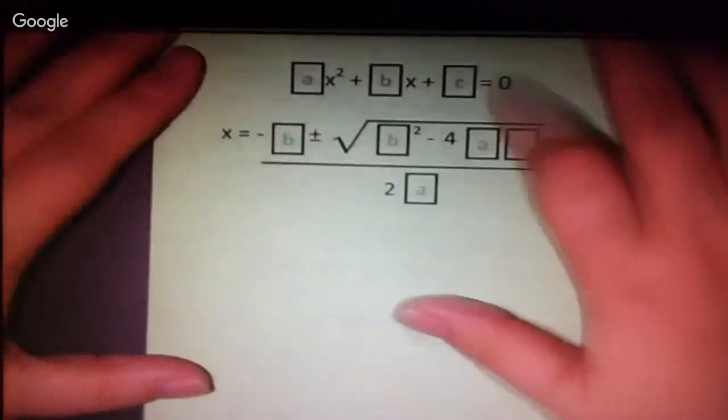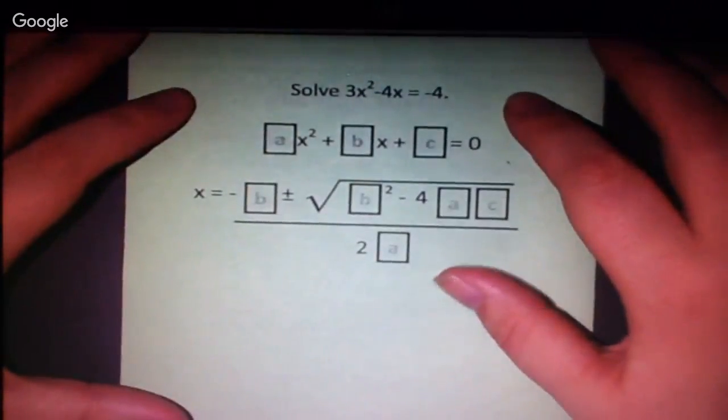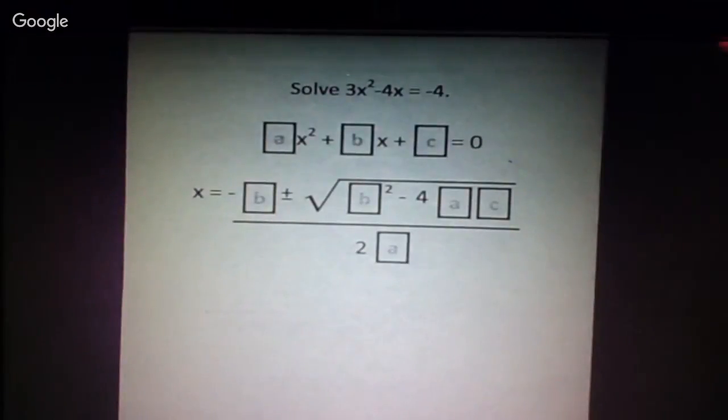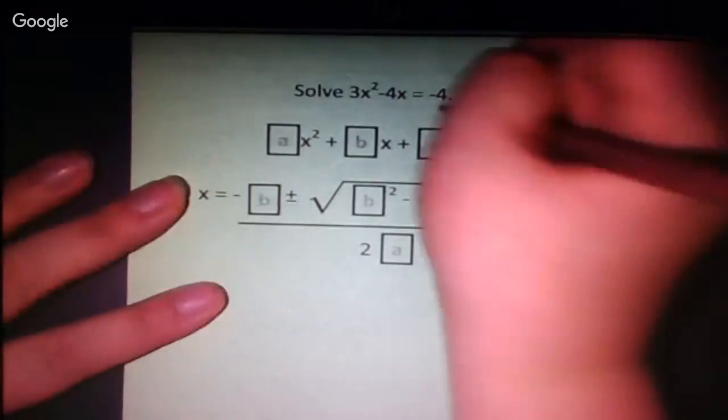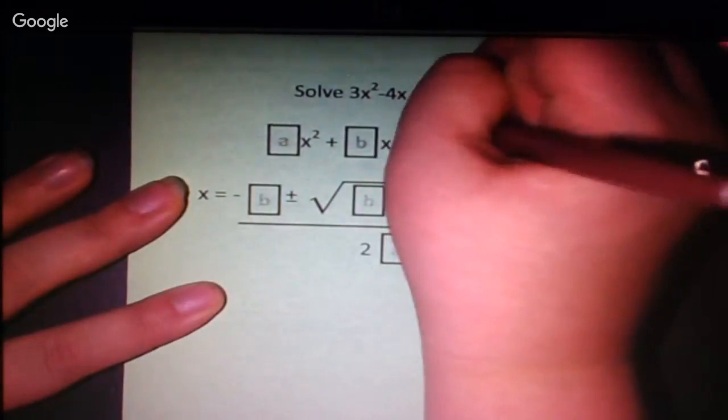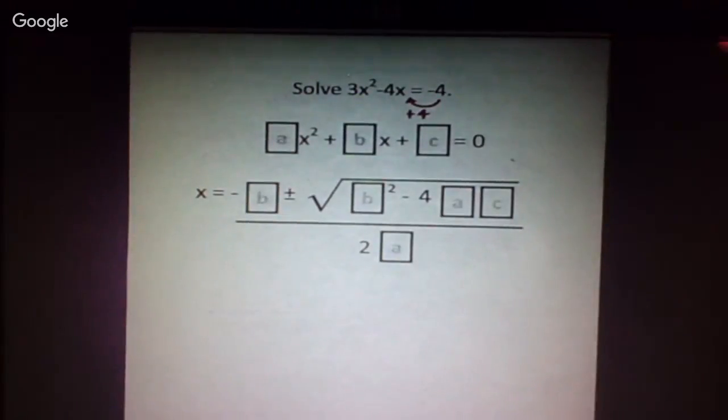So, let me show you how this works. We're going to do an example here. What's the first thing you notice that we need to take care of in this equation? It doesn't equal 0. So we need to make it equal to 0. That -4 on the right needs to go to the left, and when that happens, it becomes +4.